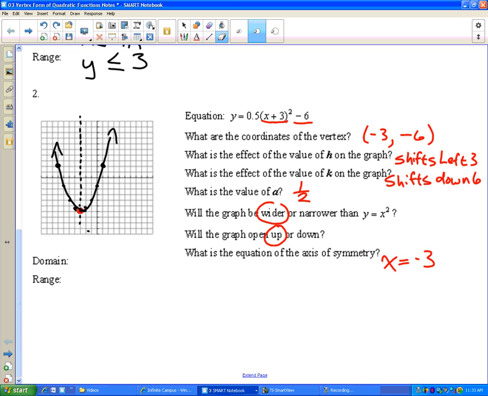Okay, what's my domain? Domain, as always, is x is an element of all real numbers. What's the range? My range is y, it's facing up, is greater than or equal to my y coordinate, which is negative 6.